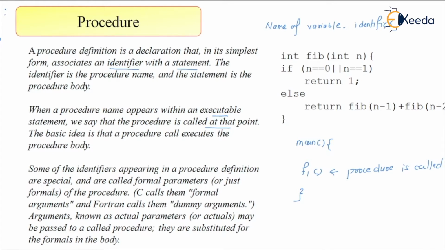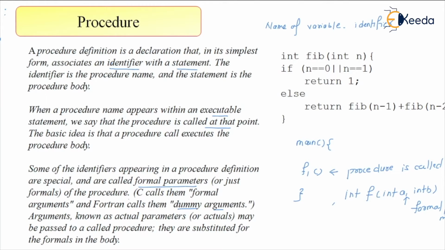Some of the identifiers that appear within a procedure definition are special and are called formal parameters. Like in this example, if I say int a, int b, we call these formal parameters. C calls it a formal parameter, and Fortran calls it a dummy argument. So those are the different names.